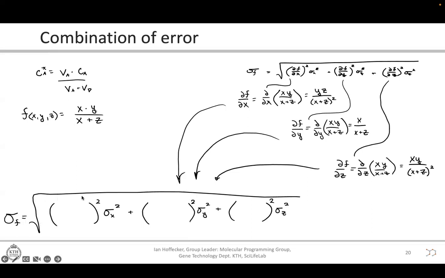So we remember it's up here. We want the square root of this whole quantity, and then each of these partial derivatives is substituted in here. And if we solve for everything and simplify it, then we are able to compute the uncertainty for this function, even though we didn't measure it directly.